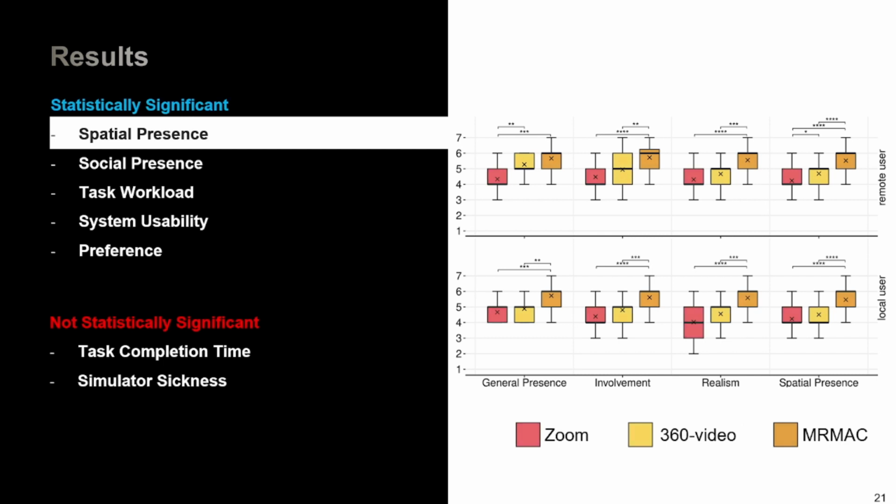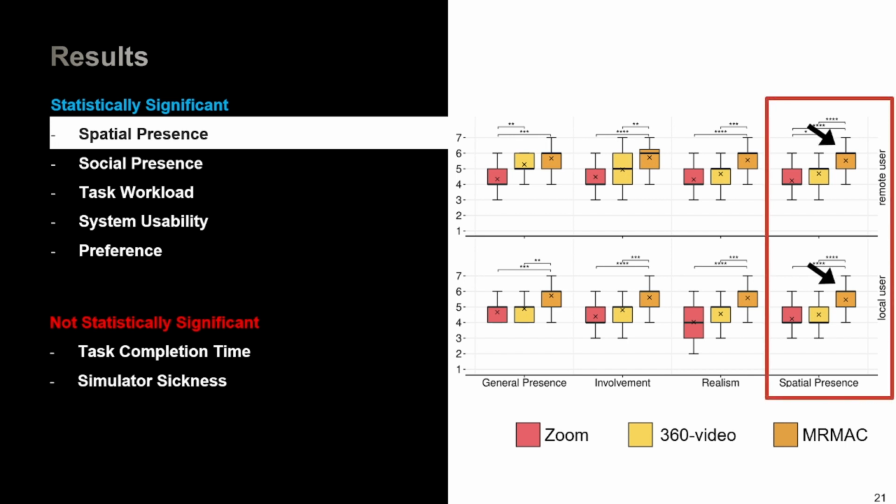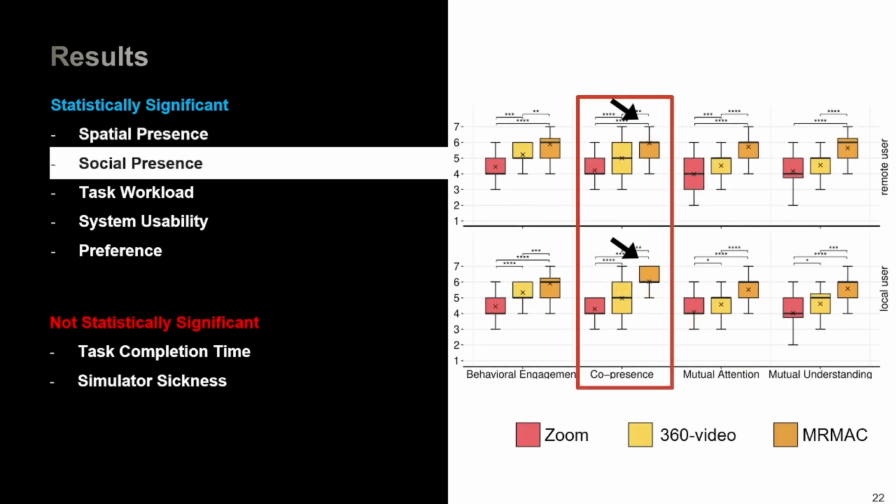So, spatial presence, which is the sense of being there in the remote space, participants rated MR-MAC higher than the other 2 conditions. Social presence, especially the co-presence, which is the sense of being in the remote space with someone, was significantly higher in MR-MAC.